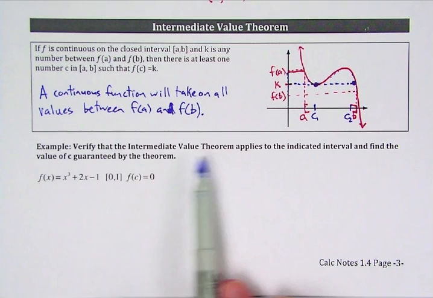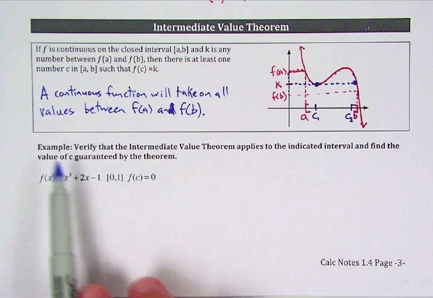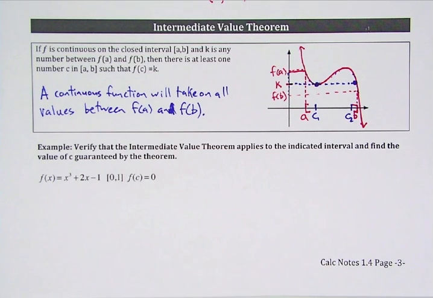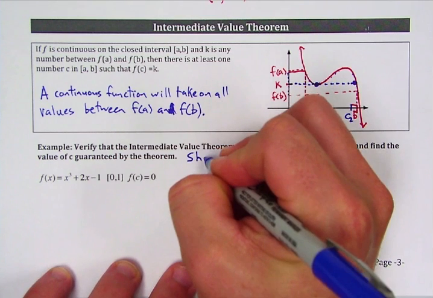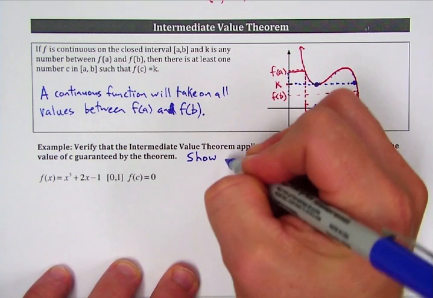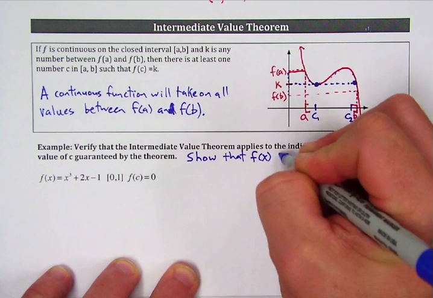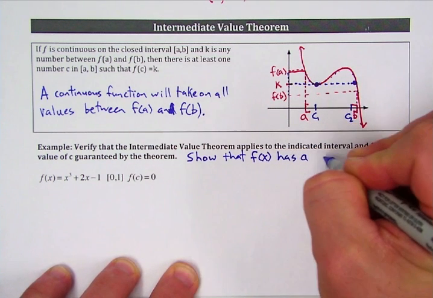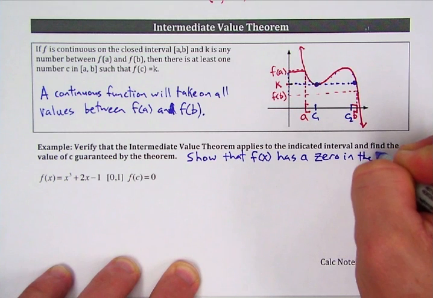It says verify that the intermediate value theorem applies to the indicated interval, and then find the value of c guaranteed by the theorem. And we want to add on one other question here. We want to show that f of x has a 0 in the interval.